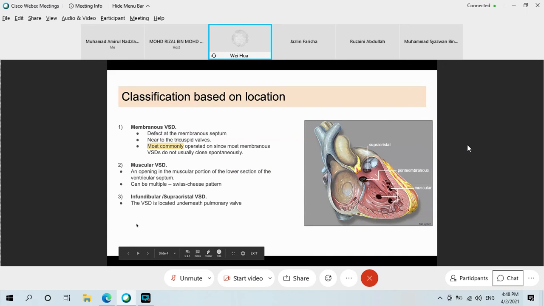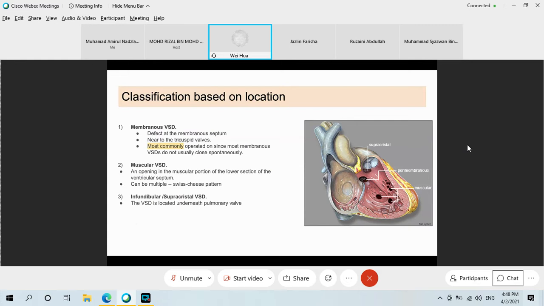The classification is actually based on the location. The first subgroup is the membranous ventricular septal defect. This is the most common type of ventricular septal defect. It is due to the defect at the membranous septum. The location is just near the tricuspid valve, and it is most commonly operated on since most membranous ventricular septal defects do not usually close spontaneously.